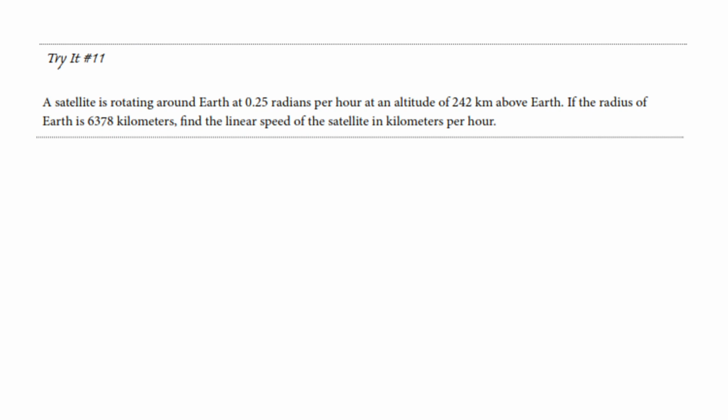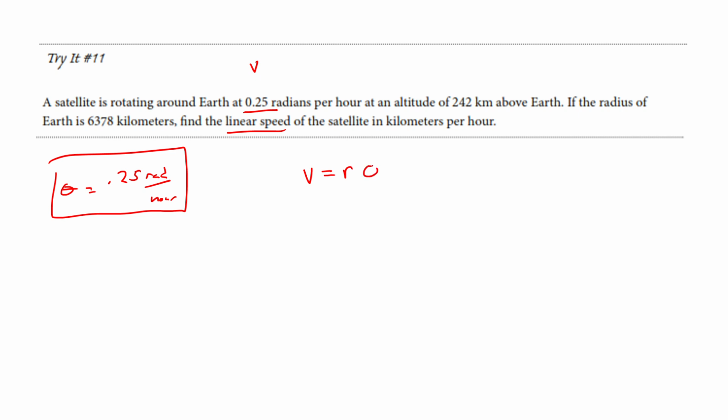Okay, I got one last question here. So what do we got? So we're looking for linear speed. So we're looking for v. Now let's see what we've got. The Earth is rotating at 0.25 radians per hour. So 0.25 radians per hour. Now that's everything we need for angular speed. 0.25 radians per hour, that's an angular speed. All right. Now, we want to find a linear speed. So I'm going to use v equals r theta.